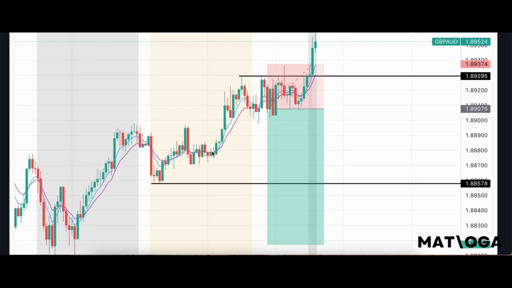So what happened here? Session low, session high, and London session opening. This candle: boom, retest. This candle: boom, retest, and this candle: boom, short. And this is exactly once again what I'm saying. Okay, this is not the perfect entry.